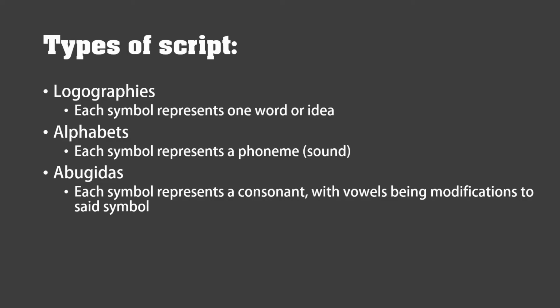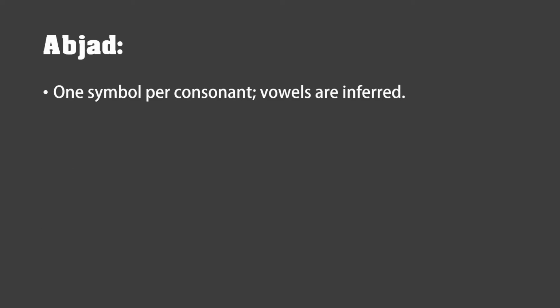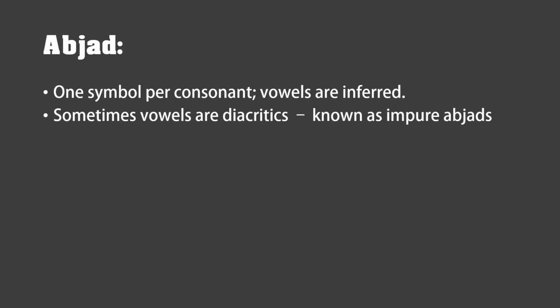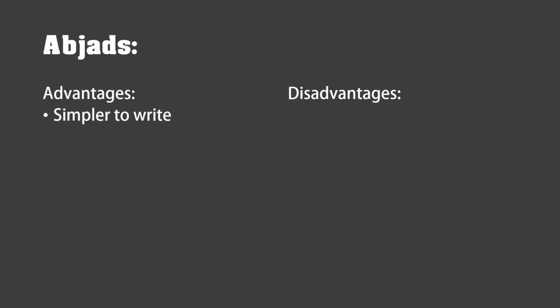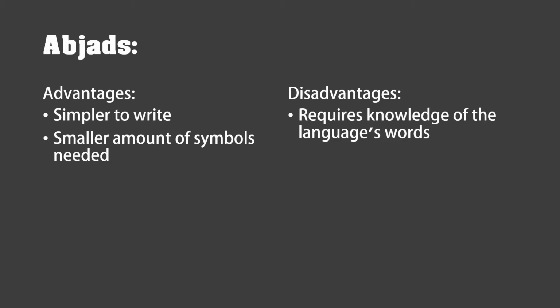Our next type of script is an abjad, where there is one symbol per consonant and vowels are inferred, and sometimes vowels are diacritics and they are known as impure abjads. So some examples are ancient Phoenician as a pure abjad, whereas Arabic is an impure abjad due to those diacritics for vowels. Advantages of abjads are that they are simpler to write and need smaller amounts of symbols per word, but the disadvantages are that they require extensive knowledge of spelling and words, and loanwords are hard to implement.